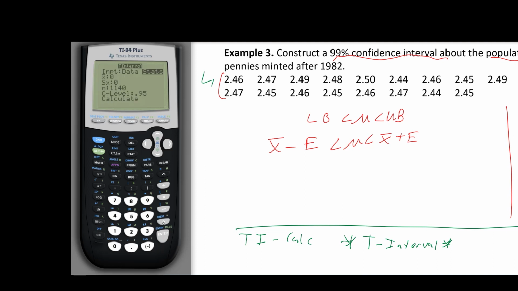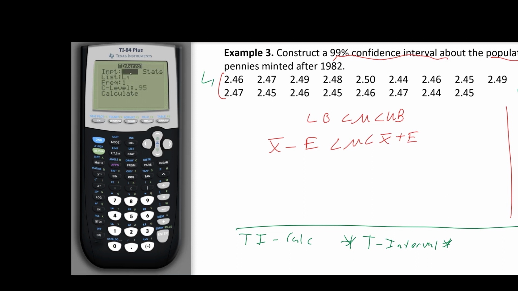As you enter this menu, you're going to see two options at the very top where it says Inpt, that's input. It can either be Data or Stats. In our particular case, we had raw data, so we want to make sure that Data is highlighted. Right now Stats is highlighted, so you want to move to the right and press Enter over Data.